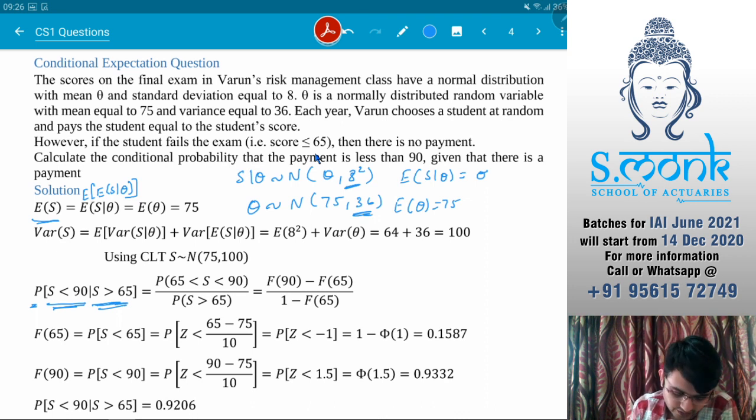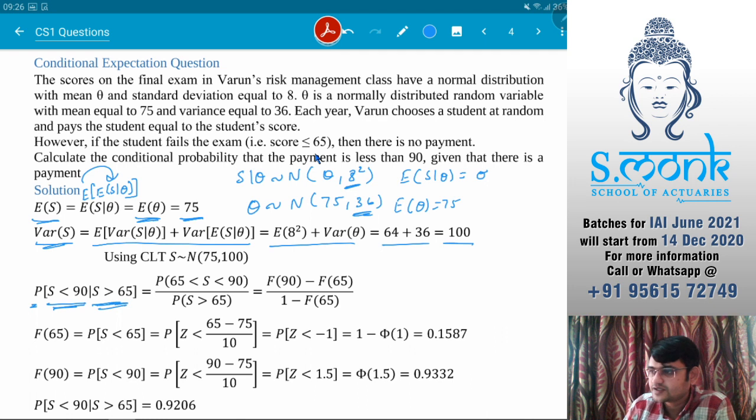So therefore expected value of S given theta gives you expected value of theta, and that would be 75. Then variance, this is the formula for variance, and we'll get variance as 100.